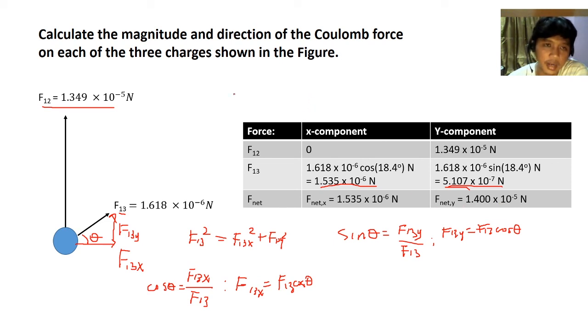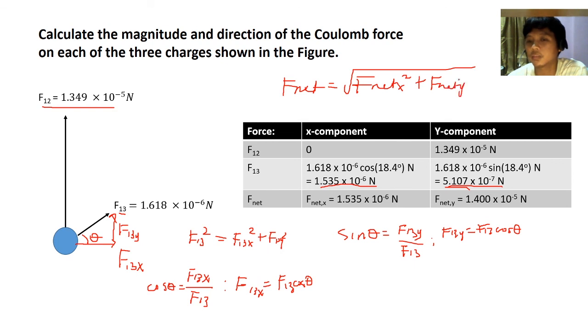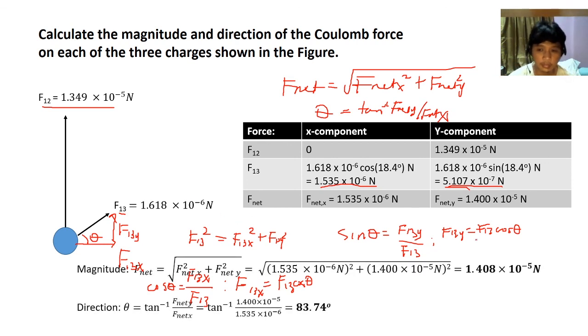So now we are asked to calculate the magnitude and direction. For the magnitude, you now have Fnet x and Fnet y, so you just use the Pythagorean theorem to solve for Fnet. For the direction, you can use this formula. Theta is tangent inverse of Fnet y over Fnet x. And actually, I just solved for that earlier and typed it here. And we find that the Fnet magnitude is 1.408 times 10 to the negative 5 newtons, and the direction is 83.74 degrees north of east. That's a long process. Thank you for your patience.